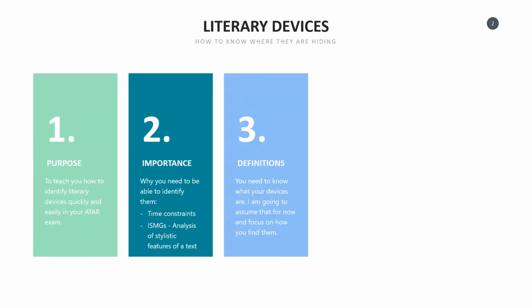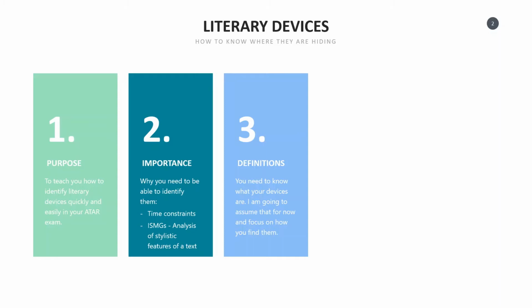Now, this tutorial is based on finding literary devices within your text. So you need to know what a paradox is, what foreshadowing is. That is something you are going to need to have a firm grip on already in order for this tutorial to be of benefit for you. So at this point, it is assumed knowledge.